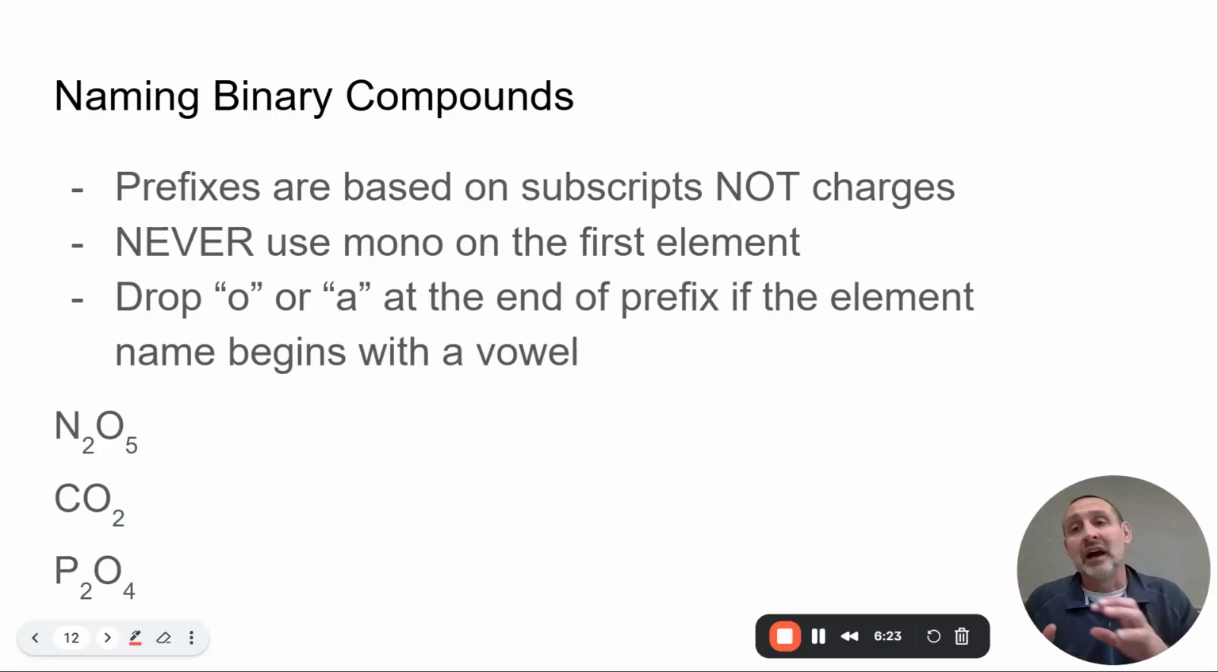So, dinitrogen pentoxide, monocarbon dioxide, or we might just say carbon dioxide, because there's just the one, and we don't use mono at the beginning.